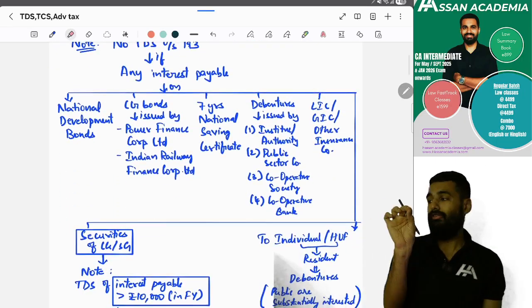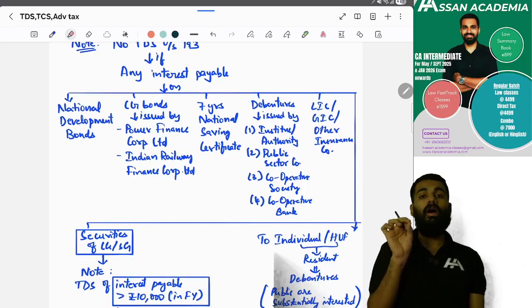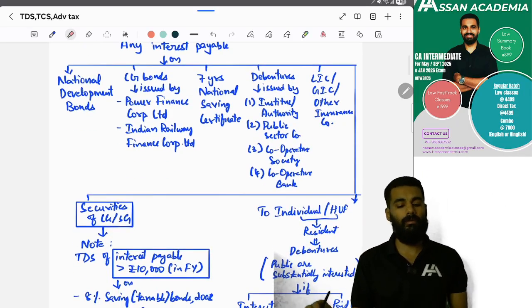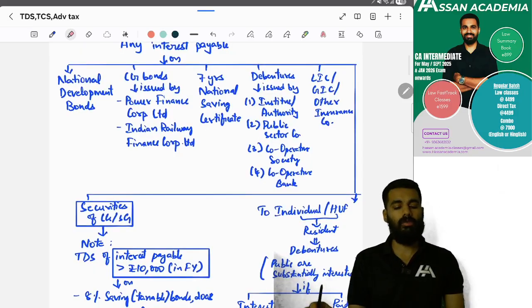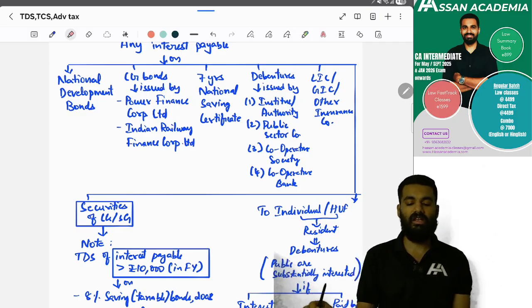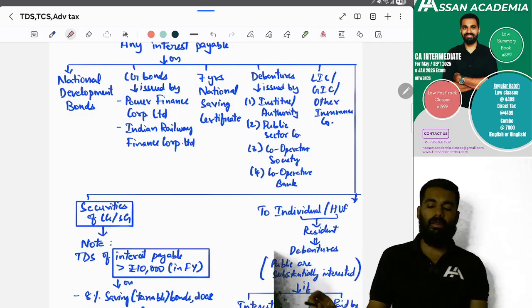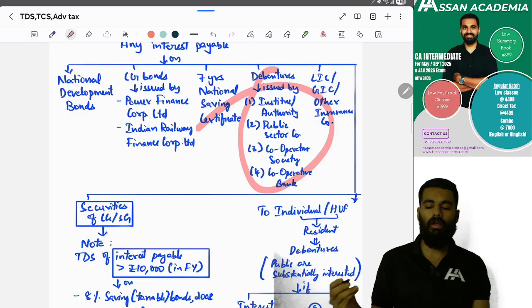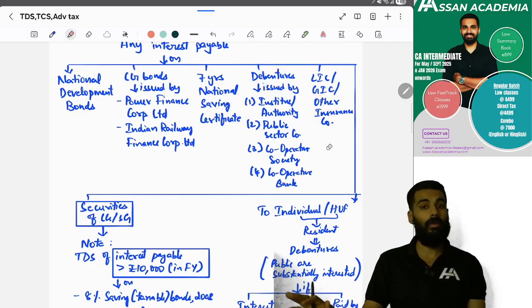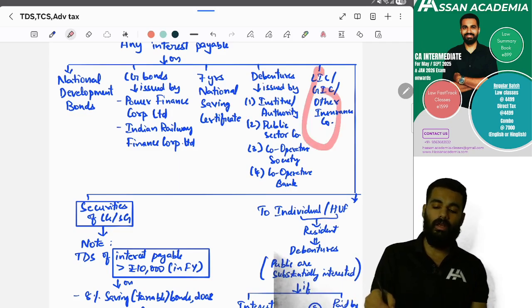But there are few interest payable where TDS under section 193 will not be deducted, such as national development bonds, central government bonds issued by Power Finance Corporation Limited, Indian Railway Finance Corporation Limited, 7 years national saving certificate, debentures issued by institute or authority, public sector company, cooperative society, cooperative bank, or any insurance company.